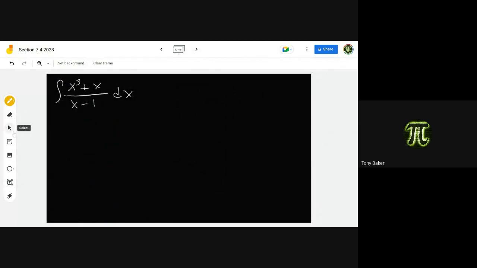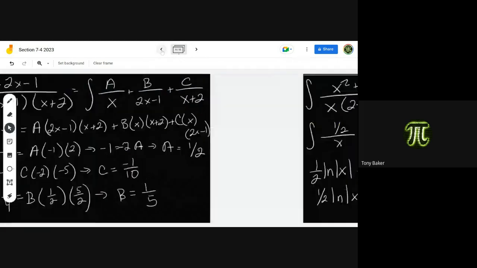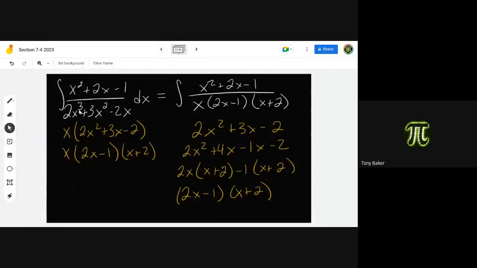All right, let's look at this one. In the other problems that we've done, if you notice, the exponent at the bottom is bigger than the top. If the exponent on the bottom is bigger than the top, you're good. You can just start doing the integration by parts, no problem. If it is equal to the top or less than the top, you have to do long division.